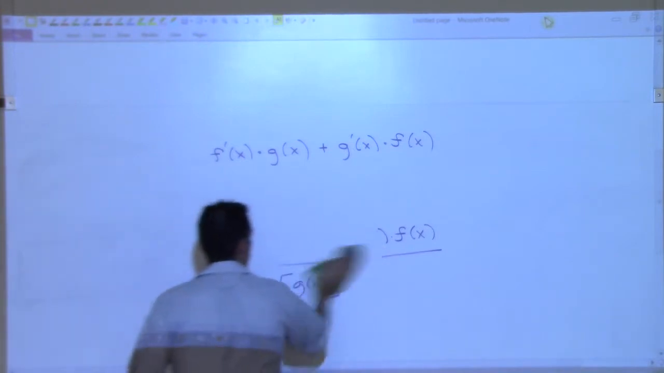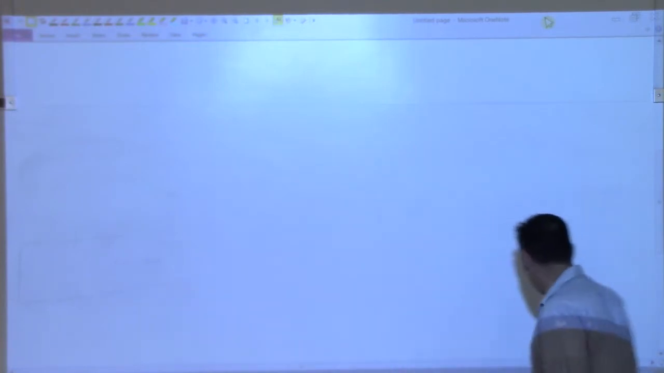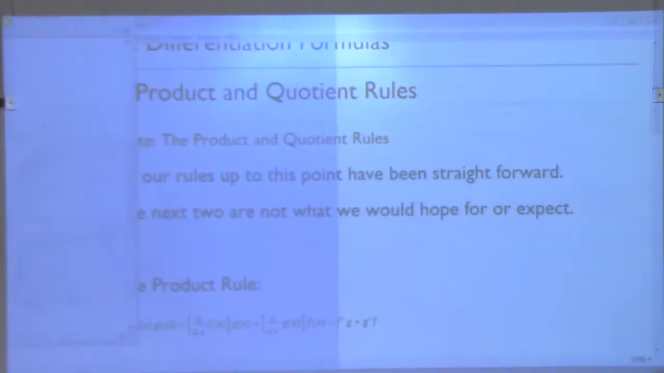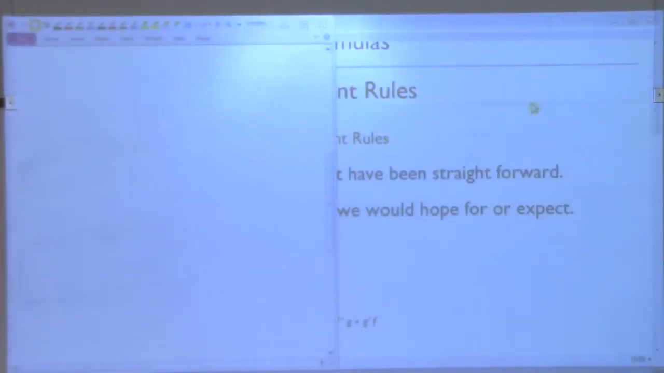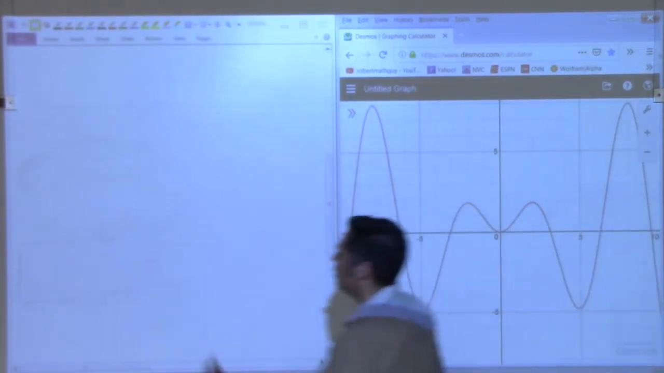So back here, you need to memorize those, okay? Those need to be memorized by next Thursday. They're on your formula sheets though. But you, as a good Cal 1 student, definitely want to have those memorized very soon. You don't want to be referring to a formula sheet for the product and quotient rules. Okay, so here we go.